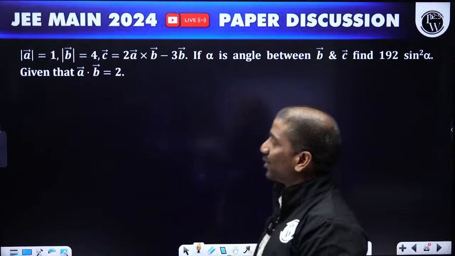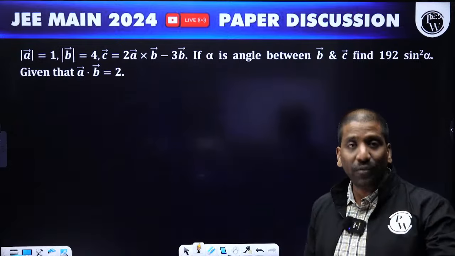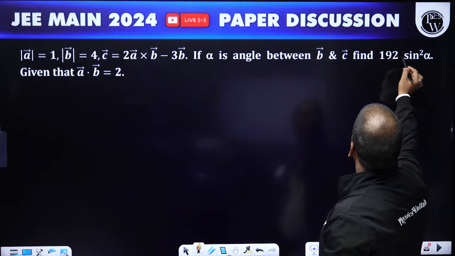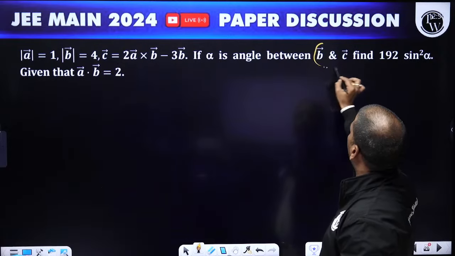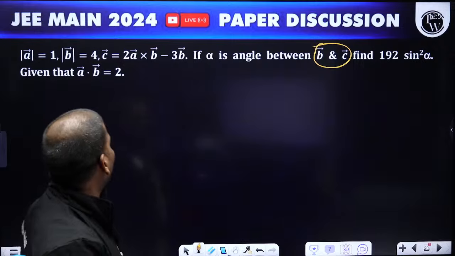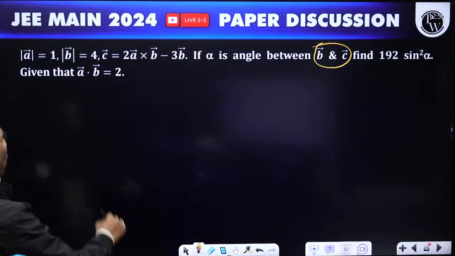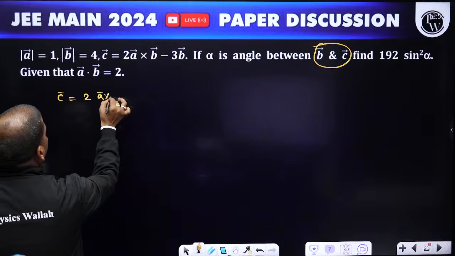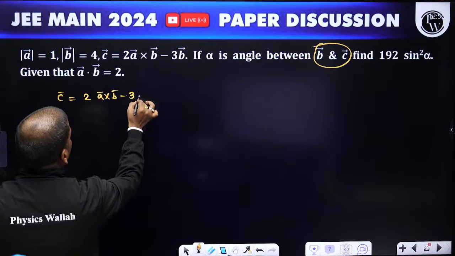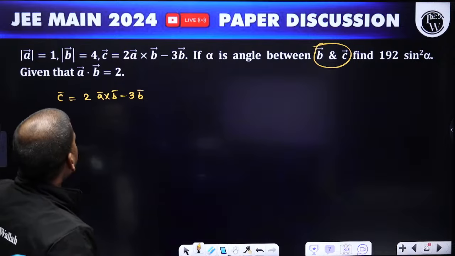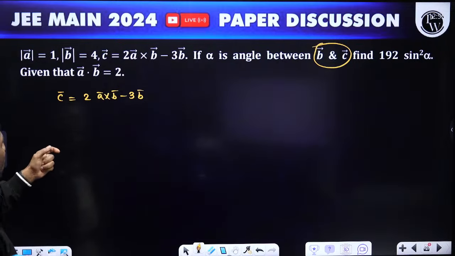Next, this question is already given in a previous session also. Same question, but not this 192 sine square alpha. So they asked the angle between B bar and C bar. Exactly the same question, right? So C bar is equal to, again I will do it here, 2A cross B minus 3B bar. Now A, B, all these things are given.